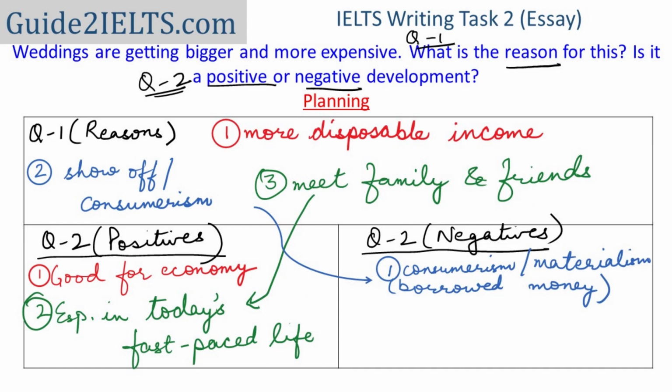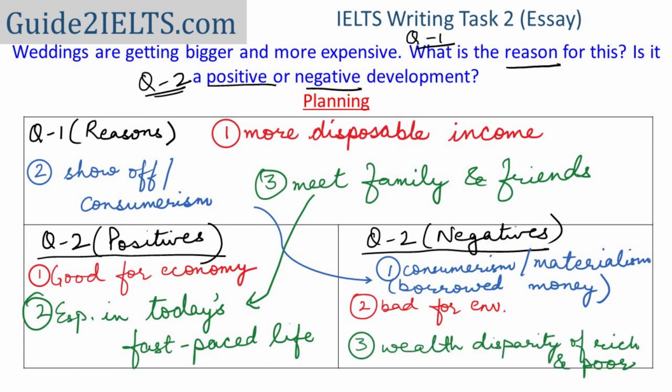One negative is an extension of the reason we had written, which is that people have grand celebrations to show off. This encourages materialism and consumerism. Also, another bad outcome of this is that sometimes people borrow money to have such celebrations. Another possible negative that we could have written is that such excesses are bad for the environment. Anything in excess usually harms the environment.